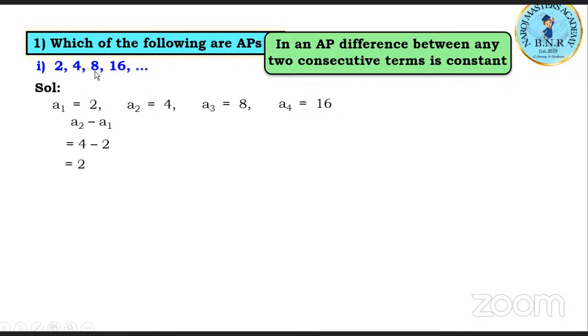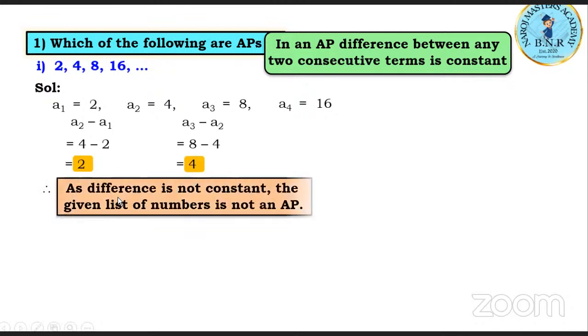Next two consecutive numbers, what is the formula? A3 minus A2. Very good. So what is the value of A3? 8 minus 4. What is the difference here? 4. As the difference is not constant, can we say it is an AP? No, sir. Very good. As the difference is not constant, the given list of numbers is not an AP.